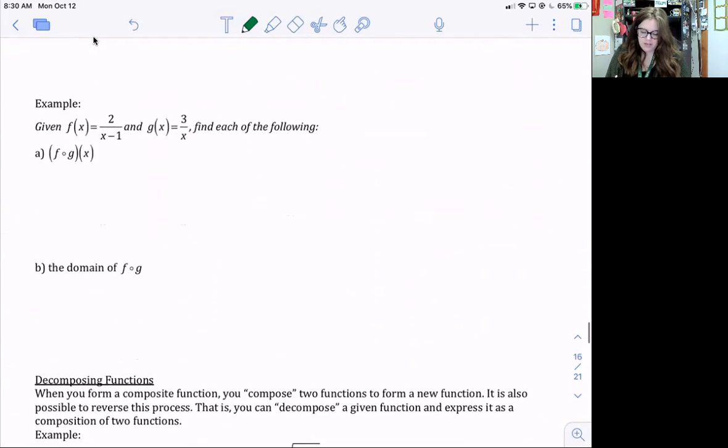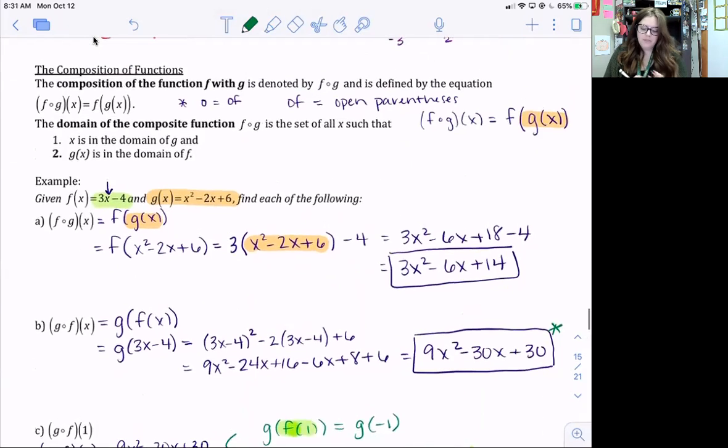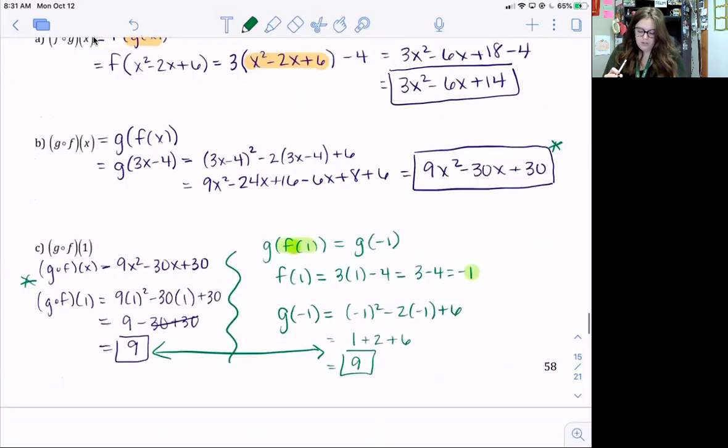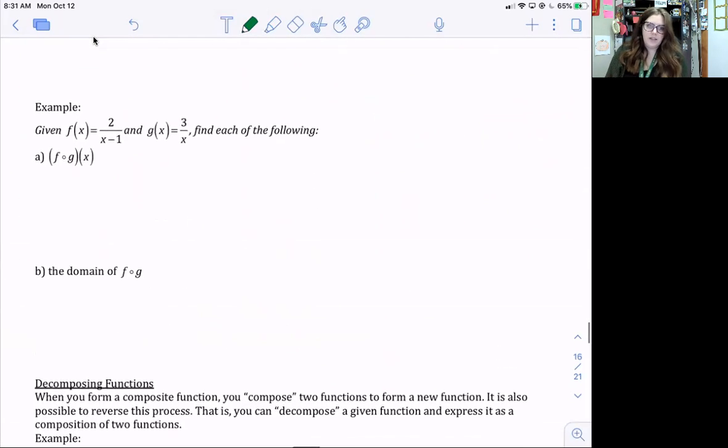All right, so now what if we look at finding the domain of a composition? Okay, so actually I'm going to slide back up. So the domain of the composite function f of g is the set of all x such that x is in the domain of g and g of x is in the domain of f. Okay, so we're going to kind of break this apart. So let's start off with finding f of g of x.